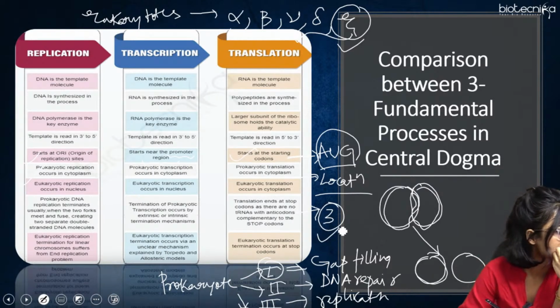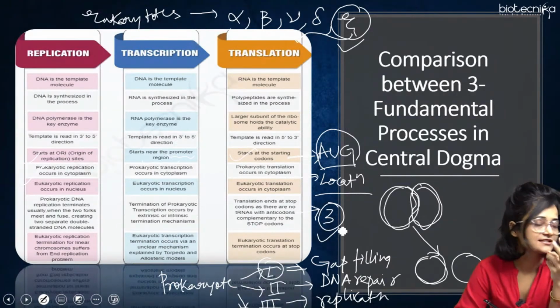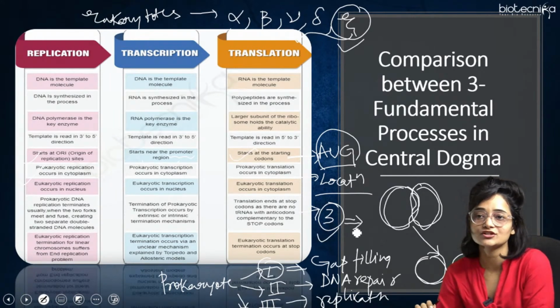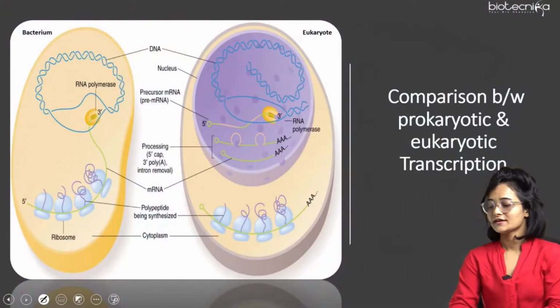Yes. So Pranathi says UAG, UAA, UGA. Yeah, Pranathi, you're absolutely correct. These are the three stop codons that are responsible for the termination of translation, right? Then we'll move further.